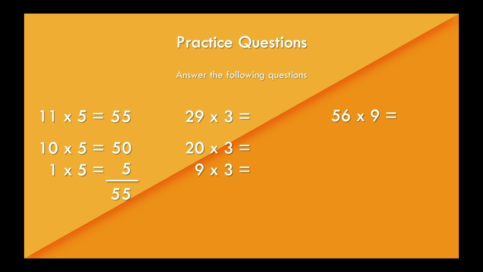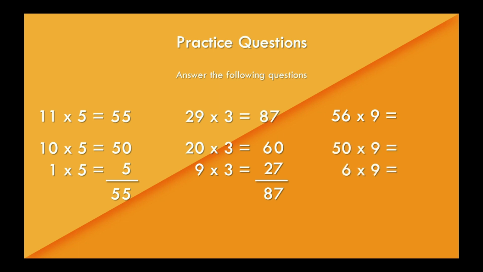The second question is split similarly. 29 is split into 20 and 9, which are both multiplied by 3. 2 times 3 is 6, carrying the 0 over gives us 60. 9 times 3 is 27. Then we add the numbers together and get 87.